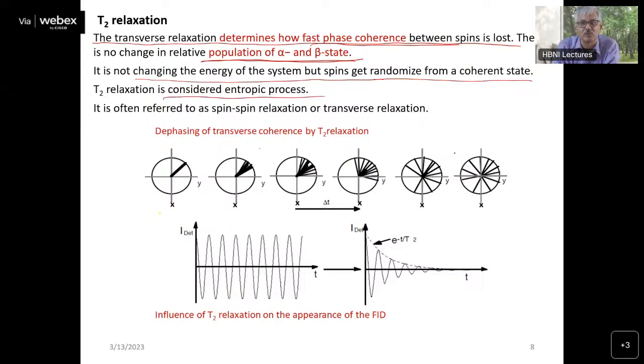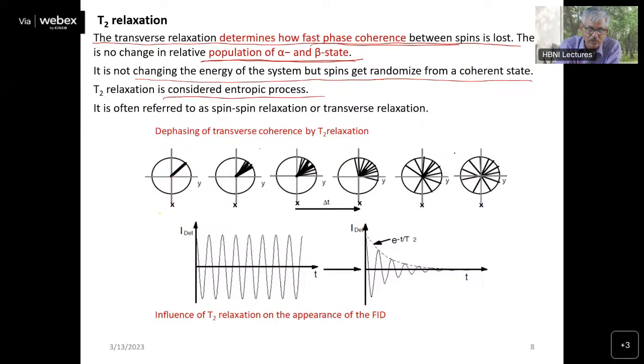Whereas T1 is an enthalpic process, because there the nucleus transfers its energy to the lattice and goes back to the original equilibrium position. That's why it is called the enthalpic process.